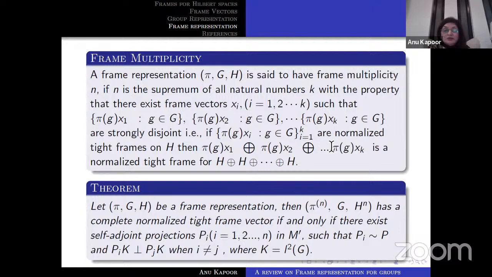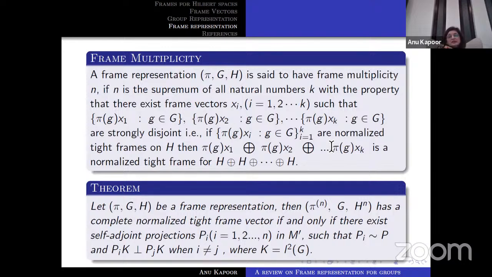Now, the next theorem gives us the condition for existence of a complete normalized tight frame vector for pi n G Hn, where pi n is the direct sum of pi and Hn is the direct sum of H. See, pi G H always has a frame vector. Why? Because that is the definition of the representation. So this theorem gives us when pi n G Hn will have a complete normalized tight frame vector.